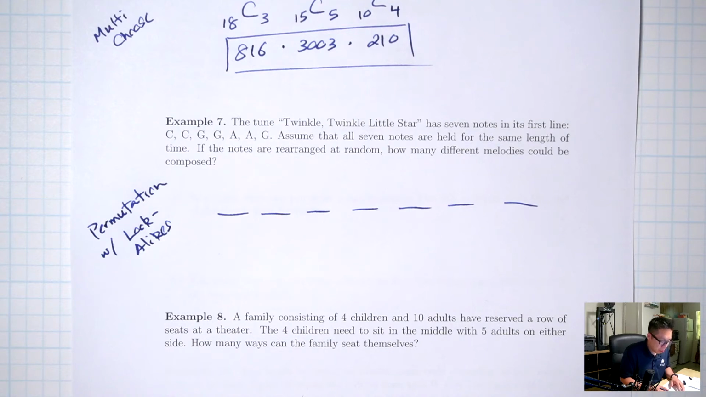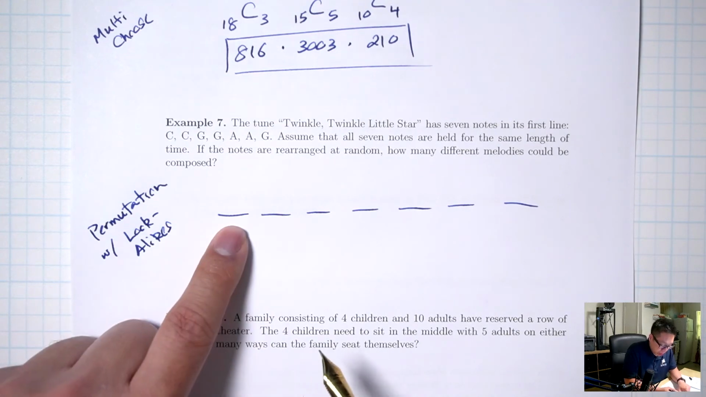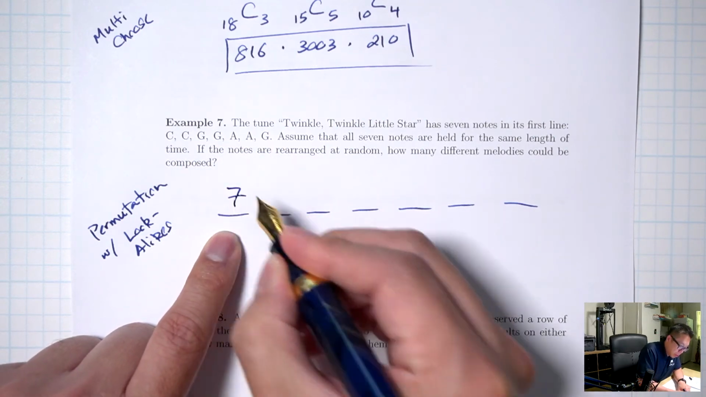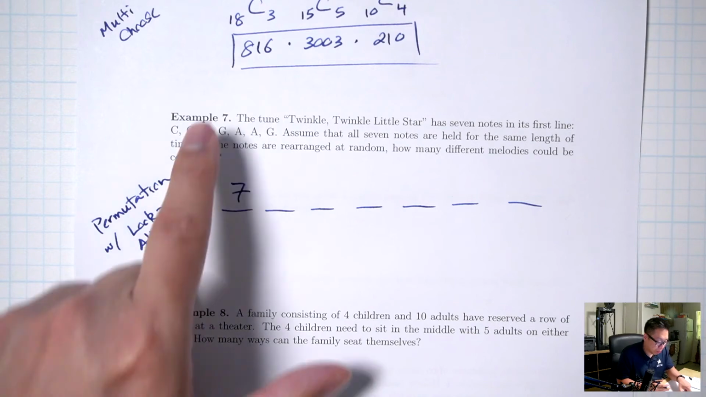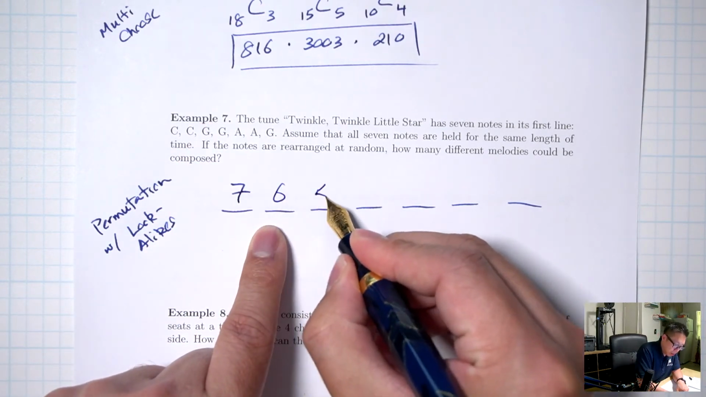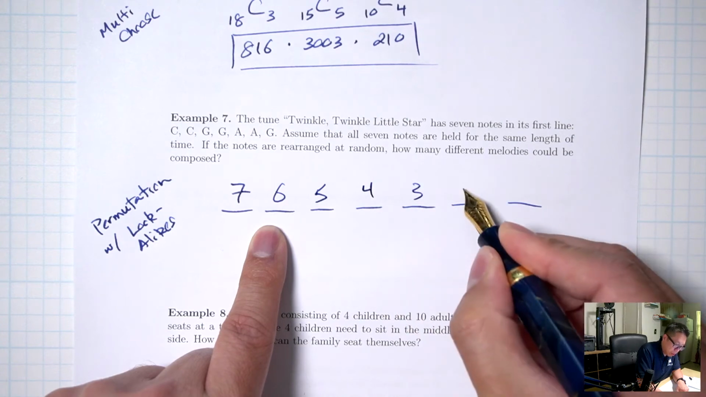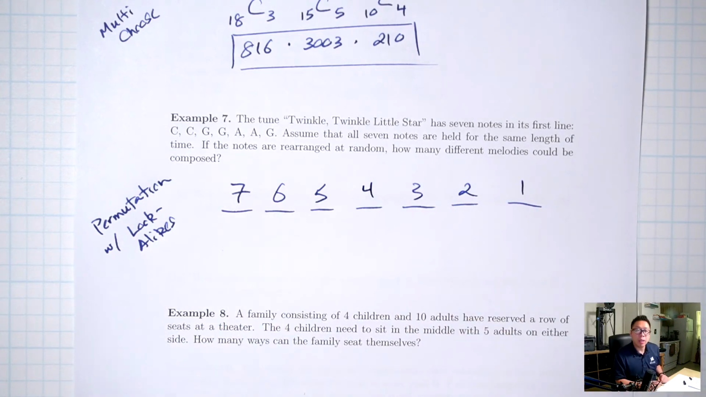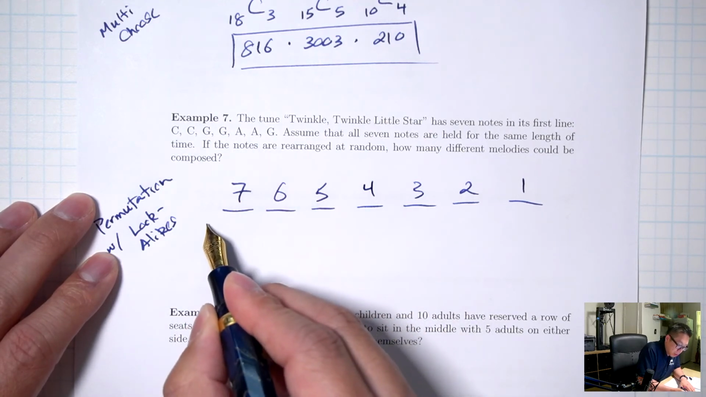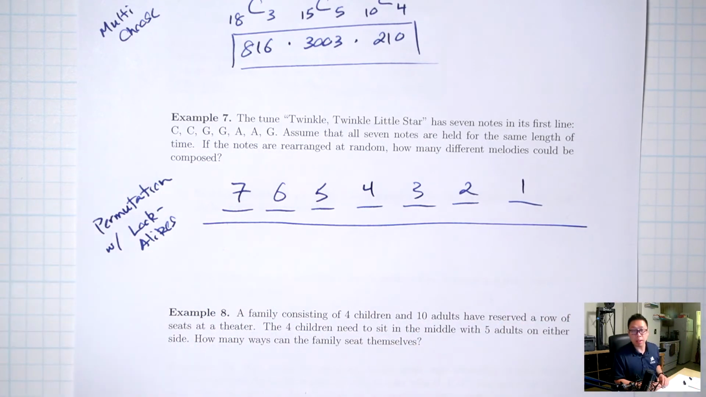Okay. All right, so for the first blank, how many options do we have? I think we counted 1, 2, 3, 4, 5, 6, 7. So we have 7 options. And then we're rearranging, so whatever I picked for the first one, I can't use again. So I'm down to 6. And then 5, 4, 3, 2, 1. And then because we do have lookalikes here, I do have to divide by the lookalikes.